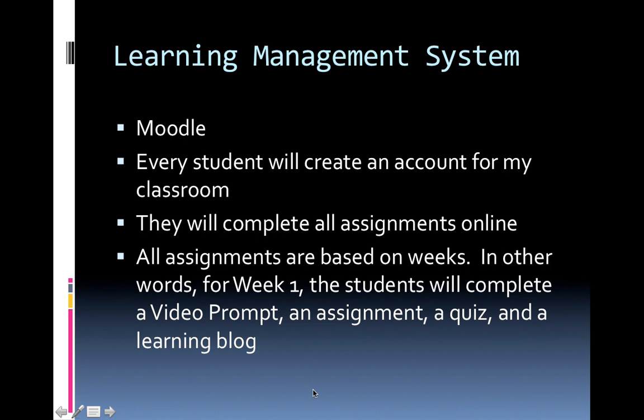The learning management system that will be used for this class is Moodle. Each student will be given an enrollment key for entering my hybrid class on Moodle, and with that they will have a username, which they will use on a daily basis to complete all the assignments I described on the previous slide. Every student will create an account. As I mentioned, they will complete all assignments online and submit them via Moodle. All assignments are based on weeks. So in week 1, the students will complete a video prompt, an assignment, a quiz, and a learning blog. They will do that for weeks 1 through 11.